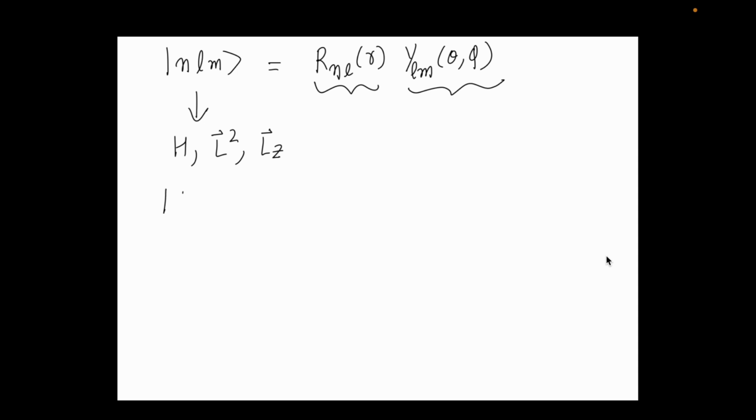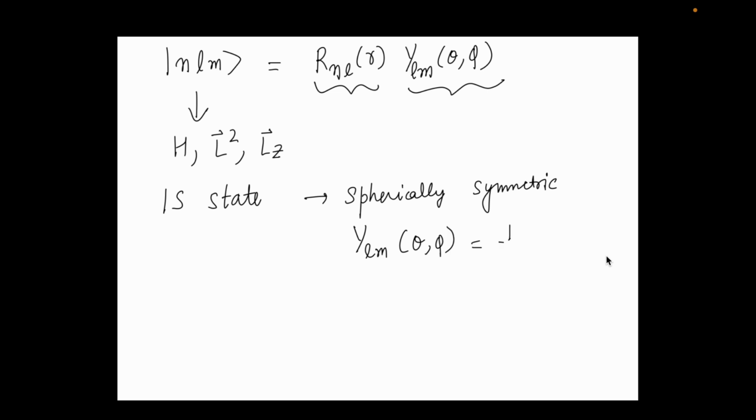They have specially said it's the 1s state. Now you have to be very careful. There is something special about the 1s state, that it is spherically symmetric. What does that mean? The Y_lm is actually constant in this case, and you should remember this is a constant. The normalized one is 1 by square root of 4 pi. Okay, so fine, that's true.